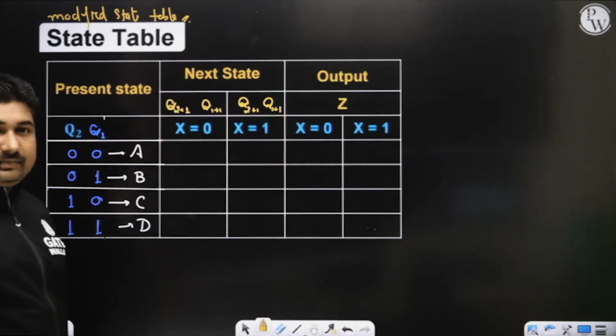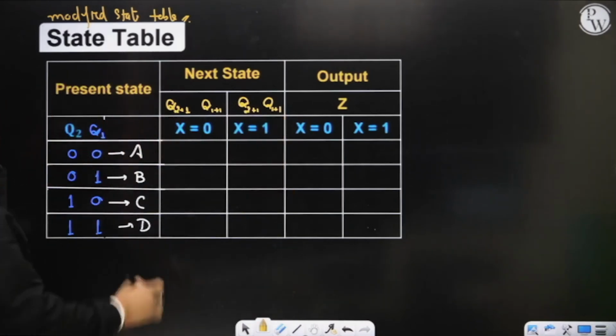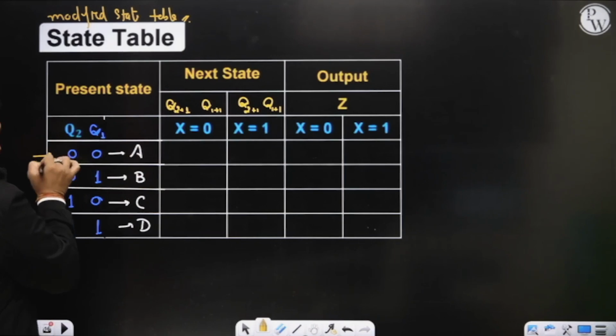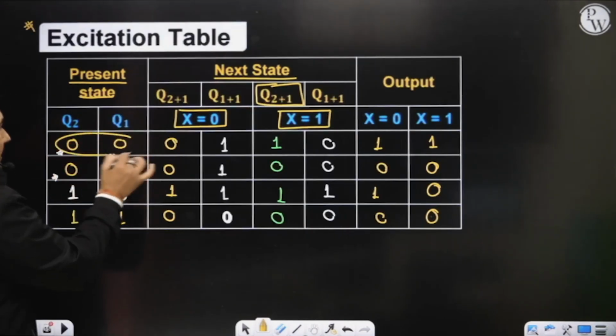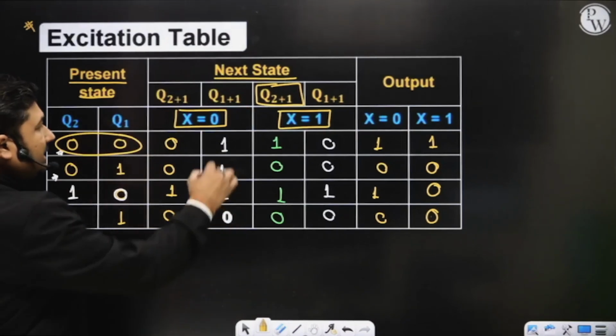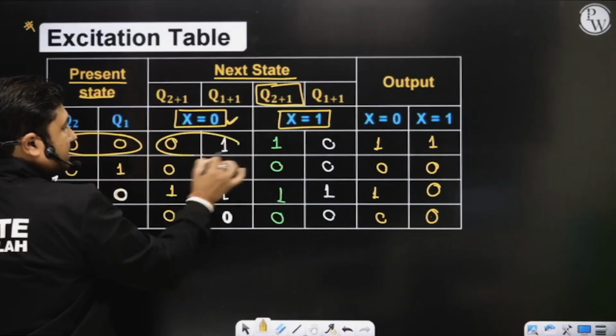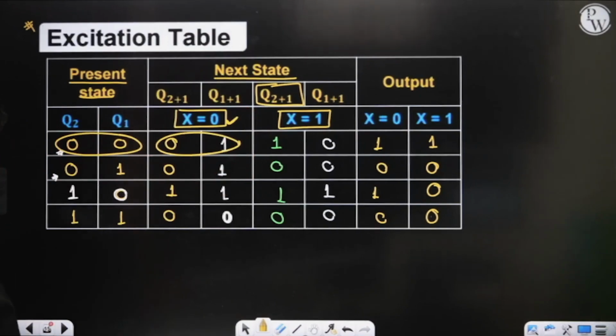So now please observe here. If the present state is A, 0 0, then with the present input x equals 0, what is the next state? 0 1. And what do we call the next state?